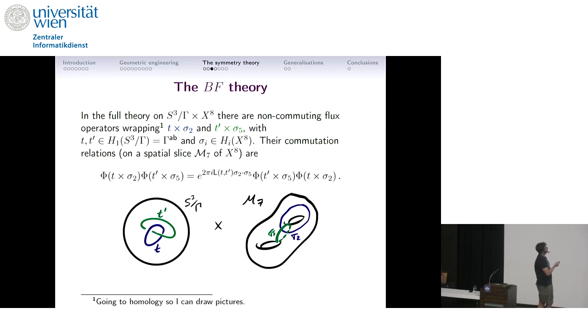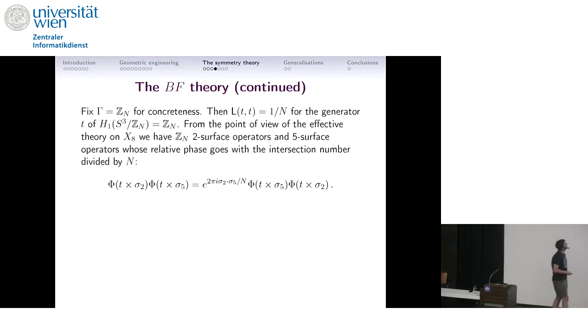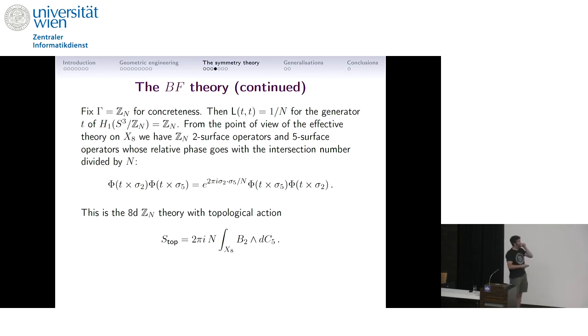And you can compute that the commutation relation of these flux operators, parameterized in this way, goes with the linking pairing in S3 mod gamma. So these are one cycles in S3 mod gamma, so the linking, and then the intersection product in M7. These two things intersect in M7. So let's take Z_N for concreteness. In this case, the linking pairing is 1 over N. You can go and compute it for the generator of H1 with itself. So from the point of view of the effective field theory, we have Z_N 2-surface operators and 5-surface operators. And the relative phase, when you try to commute them, goes with the intersection modulo N. So this is precisely the operator content of the 8-dimensional Z_N theory with topological action here.